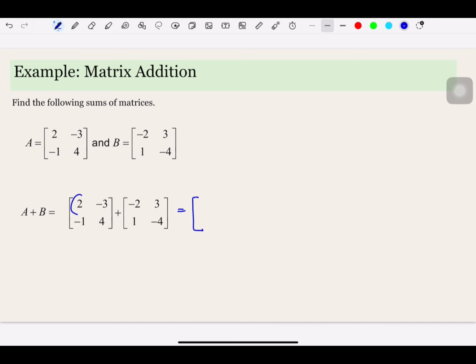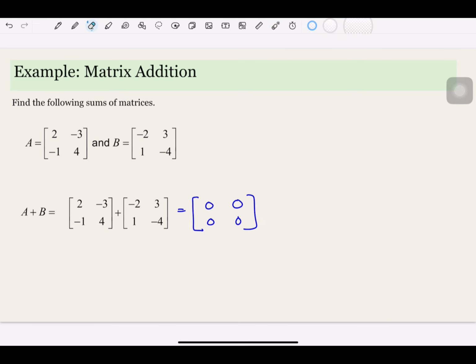So it's going to be 2 plus -2, it's a 0. Then -3 plus +3 is again a 0. And -1 plus +1, a 0. 4 plus -4, a 0. So this is your resulting matrix. And in this result, we have 2 rows and 2 columns.